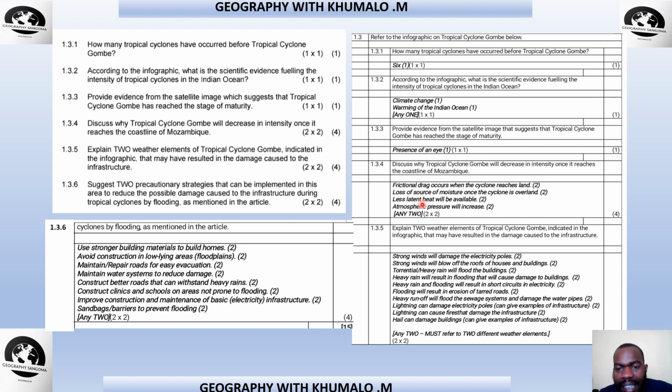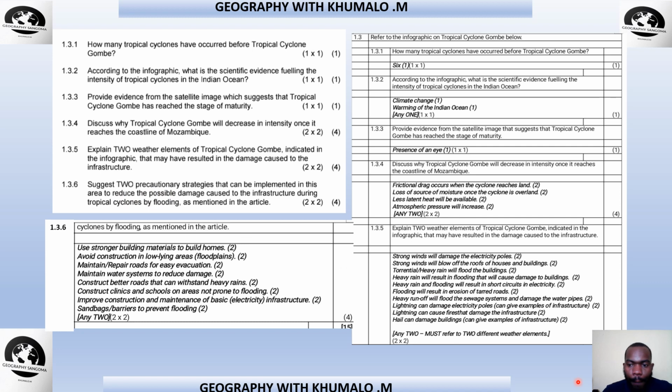So now the reason is that frictional drag occurs when the cyclone reaches land. There is loss of source of moisture once the cyclone is over land because it's no longer on the ocean. It does not receive more moisture anymore. Therefore, it is going to decrease in intensity. Less latent heat will be available. The atmospheric pressure will increase, because now the tropical cyclone is on land. So those are the answers that you could have written there.